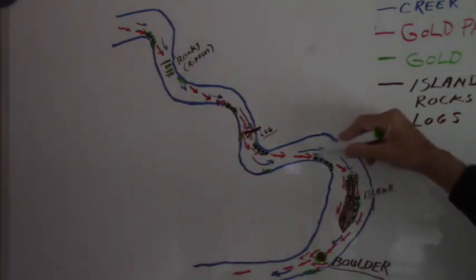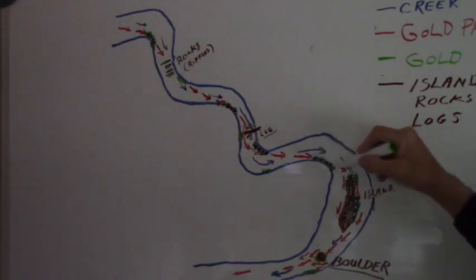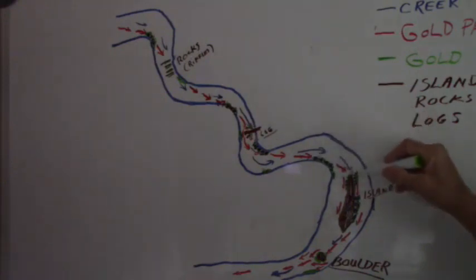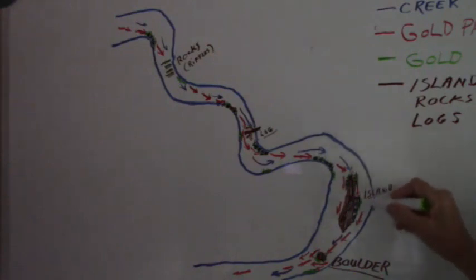On the heel of a bend, like here, you'll get your bigger gold on the heel than on the toe. You're going to get gold here. You're going to get fine gold here, and you're going to get coarse gold here. The same here. You're going to get coarse gold here and fine gold as you go down.